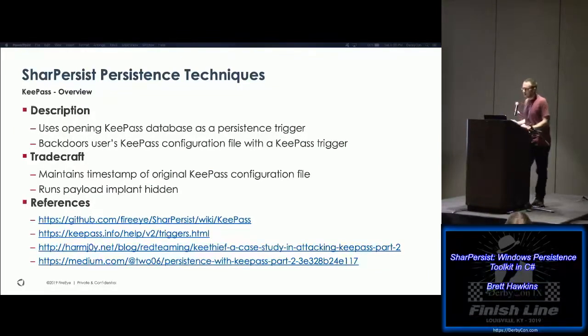So the first technique, KeePass. It's going to use the fact that the user is opening that KeePass database as a persistence trigger. The way it does it is it backdoors that user's KeePass configuration file with a malicious KeePass trigger. There's a trigger system basically in KeePass that can be used as a nice feature for us red teamers. Some tradecraft: it maintains the timestamp of the original KeePass configuration file, and it's also going to run your payload implant hidden, so the user's not going to see it. And there are some really great references there, particularly the @206 article, which has a great blog post on this technique.